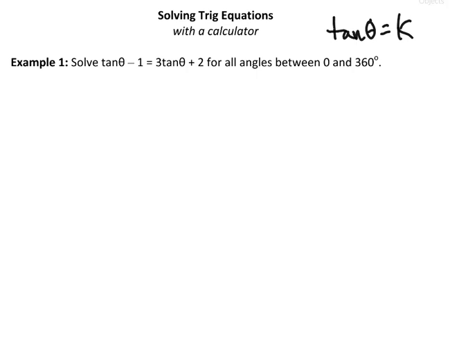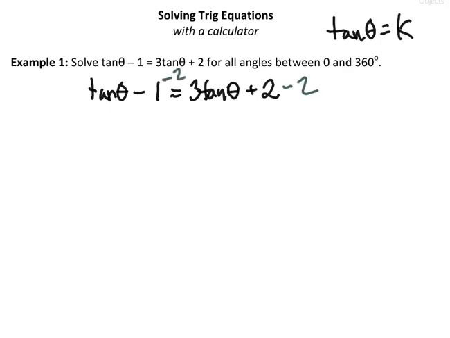So I need to collect all my like terms. I need to get all the tan thetas together. What I've got to start with is tan theta minus 1 equals 3 tan theta plus 2. Let's subtract the 2 from both sides to move it over. So minus 2 on that side, minus 2 on this side. And let's also subtract the tan theta from this side to move it over as well. So let's subtract tan theta on this side too. What that's going to do is cancel out the tan thetas here and cancel out the 2's there.